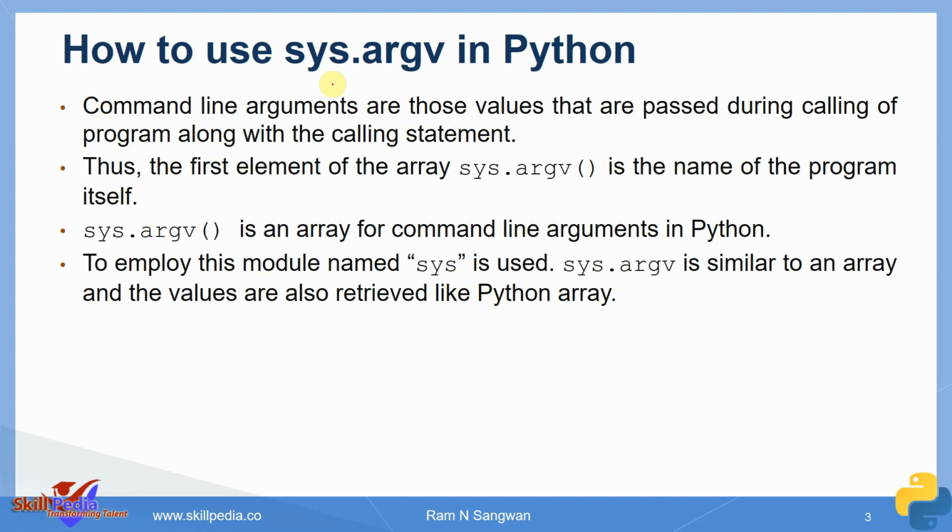How to use sys.argv in Python. That's what we need to know. Command line arguments are those values that are passed during calling of the program along with the calling statement. Therefore, the first element of the array sys.argv is the name of the program itself. And this is an array. It returns an array of command line arguments in Python. To employ this, the module named sys is used, and sys.argv is similar to an array and values are also retrieved like a Python array.